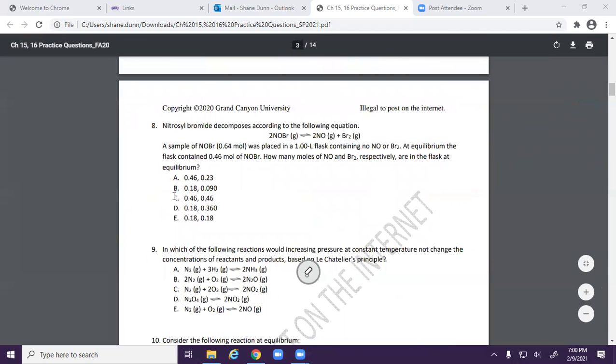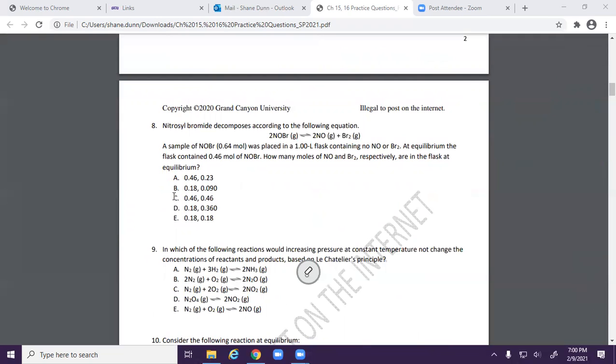Going down here. Ooh, that's a German word. Something bromide decomposes according to the following equation. A sample of this was placed in the container. Know that at equilibrium, the flask contained that. How many moles of this, respectively, are in the flask at equilibrium? Okay, we have stuff remaining, right?